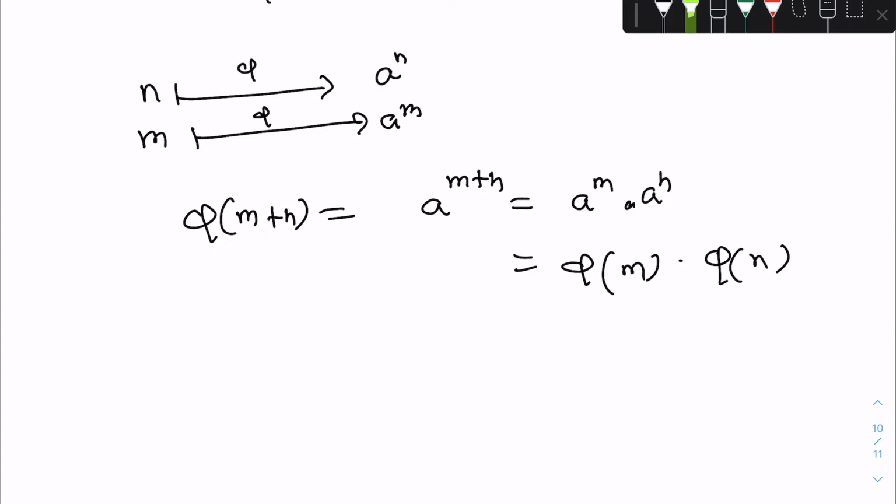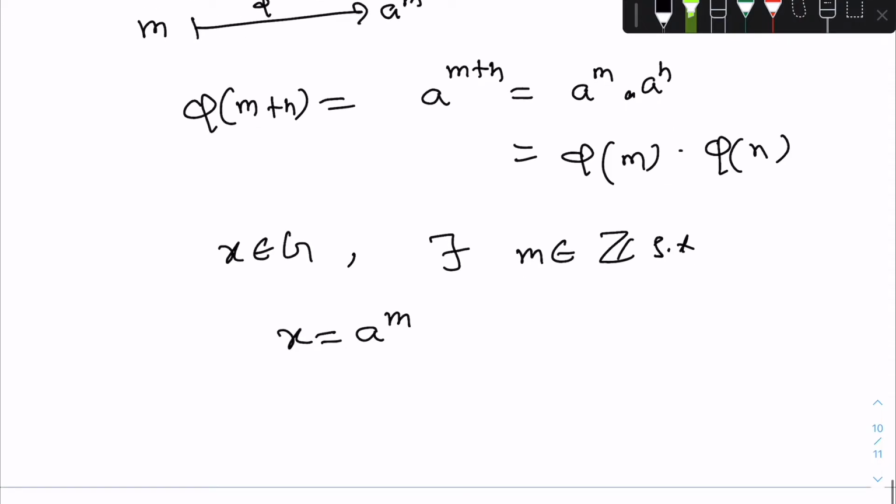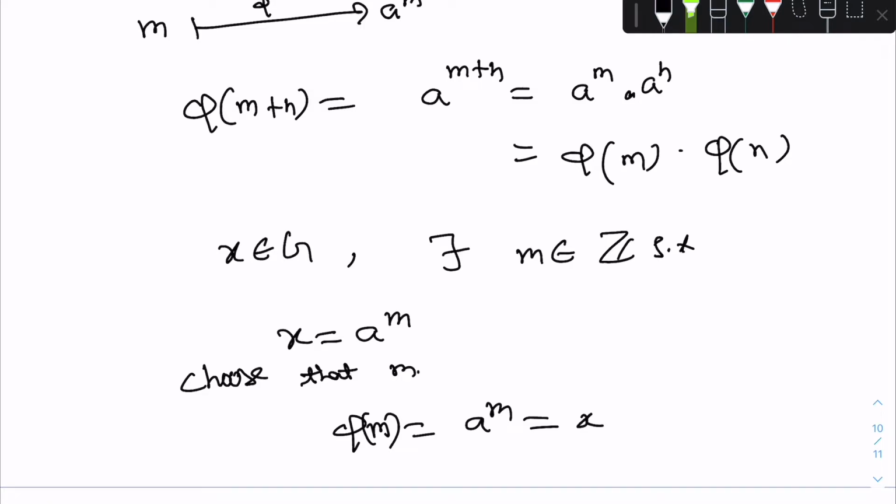And to prove onto is very simple. Only one thing is needed to understand. For any x belonging to the codomain, there exists an m belonging to, not natural number, integer, such that x looks like a power some m. Choose that m. So phi of m is equal to a power m, which is x. So it is an onto homomorphism.